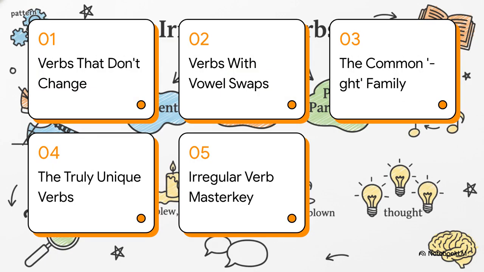Instead of just memorizing a long, boring list, we're going to look for patterns. We'll start with the easiest group, then we'll check out some cool vowel swaps, a very common sound family, and then we'll finish up with those few unique verbs you just have to know. All right, let's dive in.